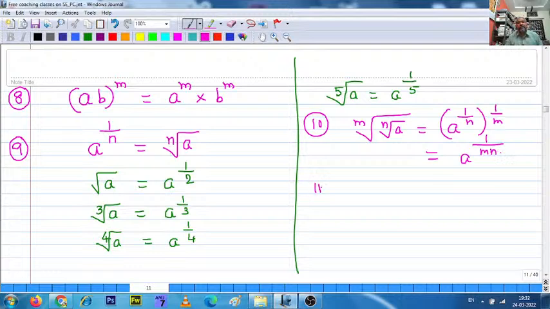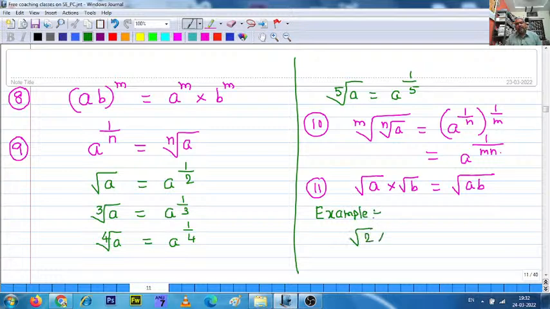And one more interesting factor, you remember my dear students, root a multiplied with root b. Here a, b are different numbers. So then we can write root of ab. Let's have a discussion on this with an example. Suppose root 2 multiplied with root 3. Then what do we get, my dear students? That is root of 2 into 3, so you will be getting root 6.